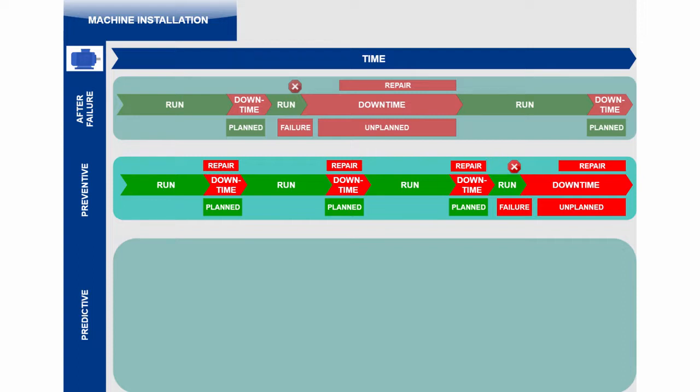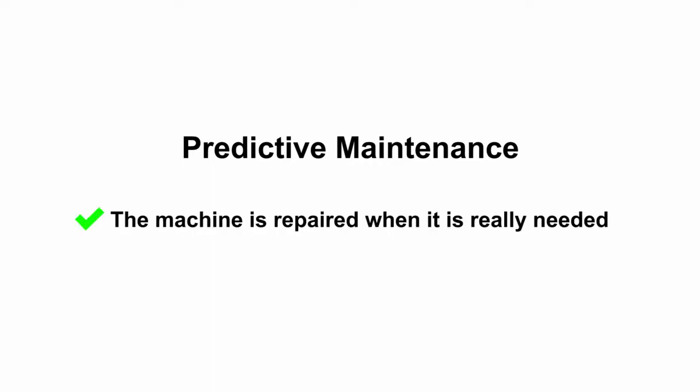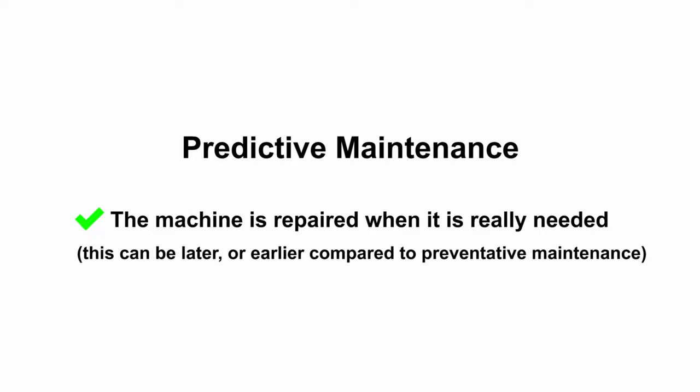The answer to this question is predictive maintenance. The machine should be repaired when it is really needed. The right moment is when failure is near, or in other words, when the fault starts affecting the machine but is still safe to keep the machine running until the time for repair suits the company best, for example, during a planned shutdown. And predictive maintenance can recognize this moment.